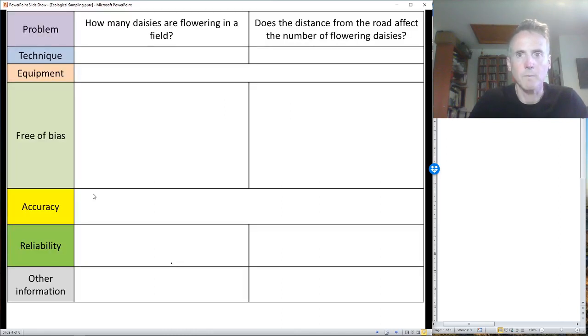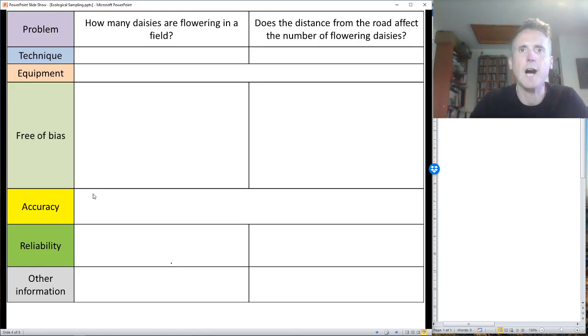Okay, so here's this table. I'd just listen to this first, but then make your own little copy of this in your notes, adding a few bits because I'll be going through some other slides to elaborate in a few places. So I've got 2 problems at the top. How many daisies are flowering in the field? And does the distance from the road affect the number of flowering daisies?